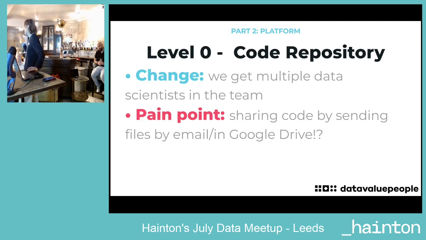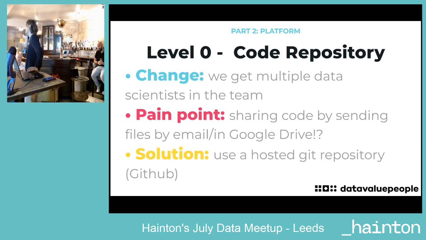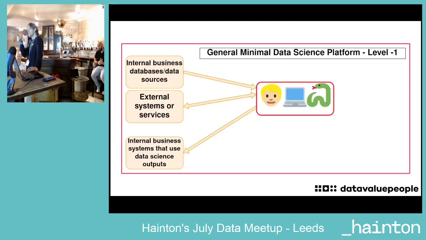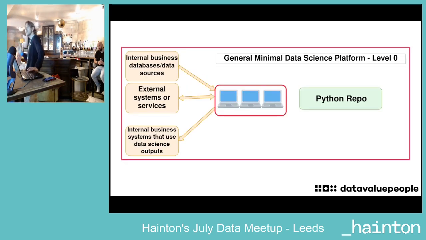Has anybody, put your hand up if you've ever shared any code via email? Yeah, how did that go for you guys? Badly, yeah, it's painful. So, our solution is to use some version control software like Git and have our repository hosted on GitHub. So, this is us at level -1, and we just upgraded to level 0. We've got a few laptops for a few data scientists, and one Python Git repository. That's our platform.